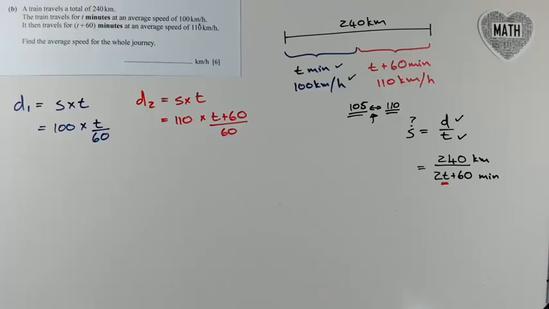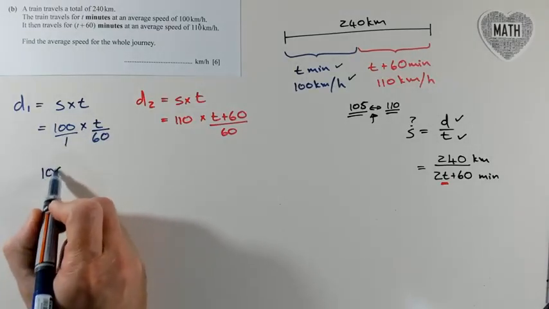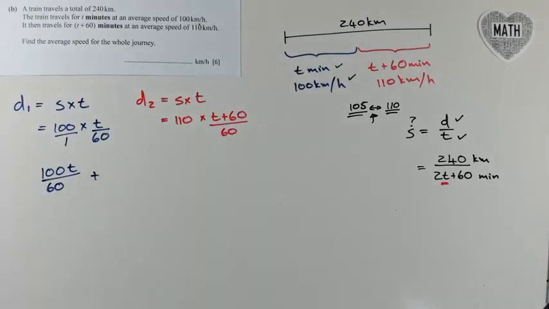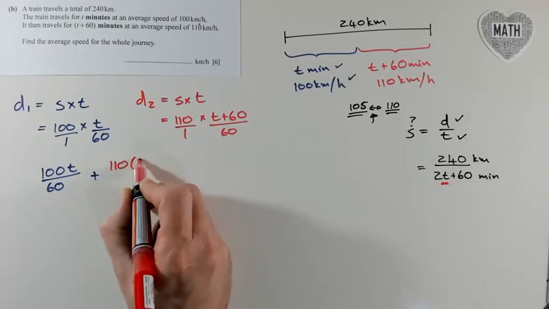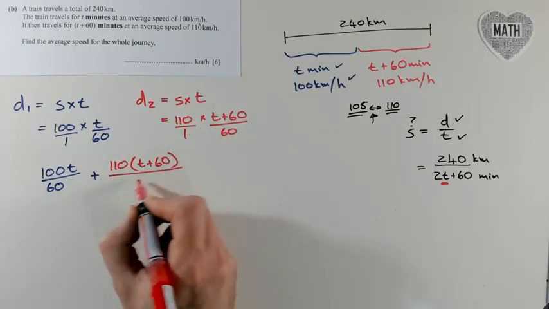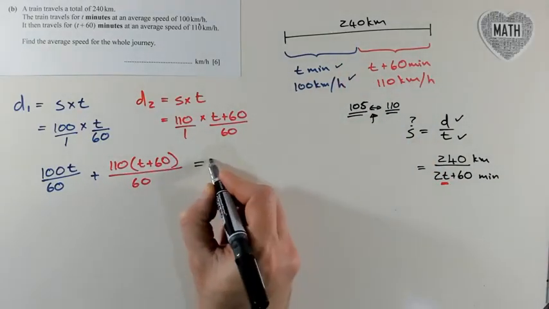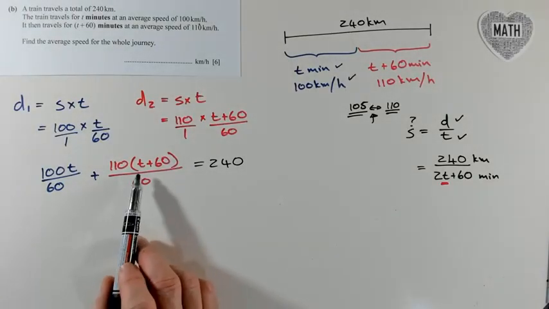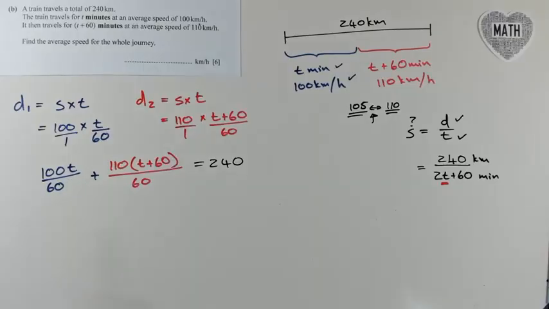I can say, well, the first distance, I'm just going to multiply this out. So this is 100t over 60, plus the second distance, which, if I multiply these two things, I'll get 110 times t plus 60, over 60. If I add these two distances, they should equal 240. So now I have an equation where I can actually work out t. I think that was the more tricky part, seeing that. Okay, and now it's just rearranging the formula.